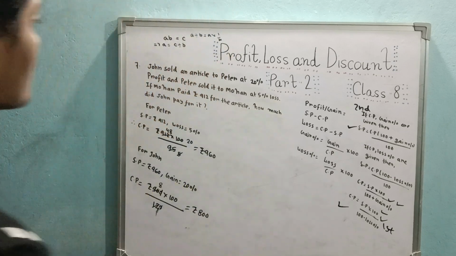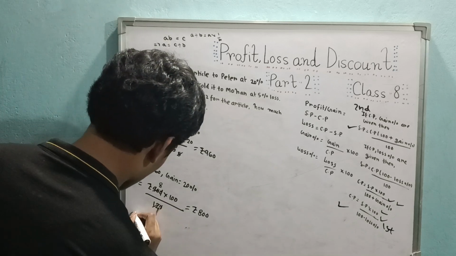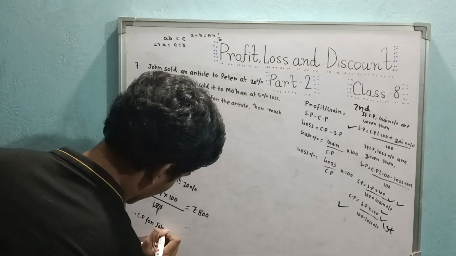So, how much did John pay for it? John paying for something is John's cost price. John's cost price is this 800. So CP for John equals rupees 800.